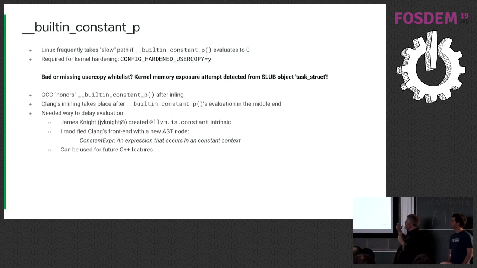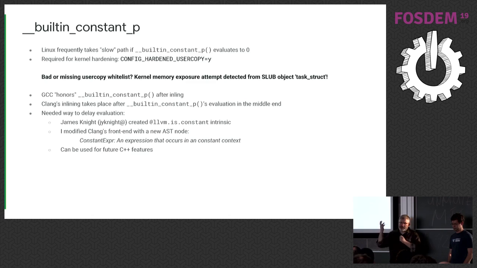So basically, after inlining happens, GCC is still able to say, "Is the variable or the argument to the built-in constant P an integer or a constant? If it is, we'll just go ahead and say yes, it is. Otherwise, no." And in the vast majority of cases, this is used to take the slow path as opposed to the quick path.